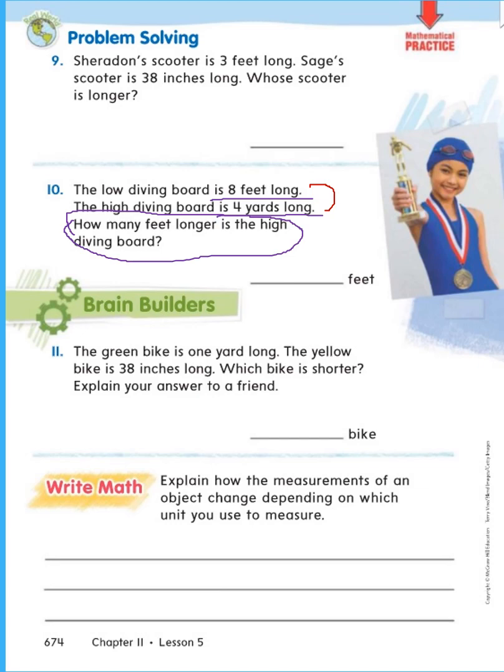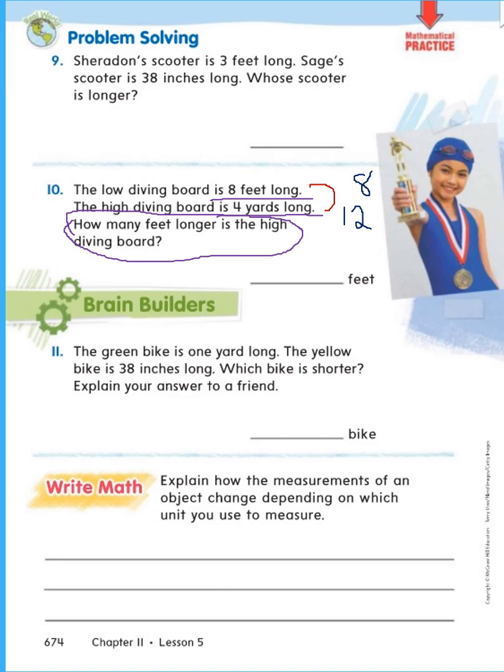Well, we know that 1 yard is 3 feet. So 2 yards would be 6 feet. 4 yards would be 12 feet. So we've got 12 feet for the high diving board and 8 feet for the low diving board. How many feet longer is the high diving board? Do you think this is going to be an addition or subtraction problem? I think you know this, and I think you can finish it from here.